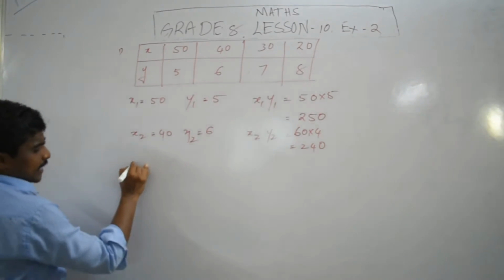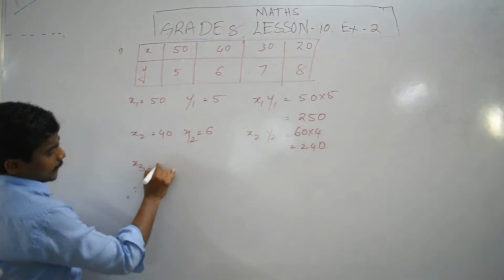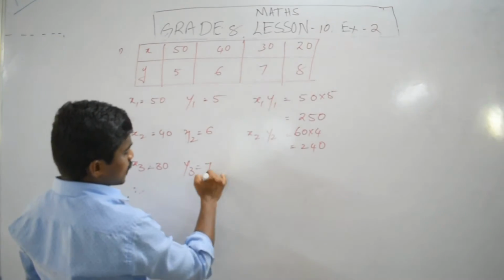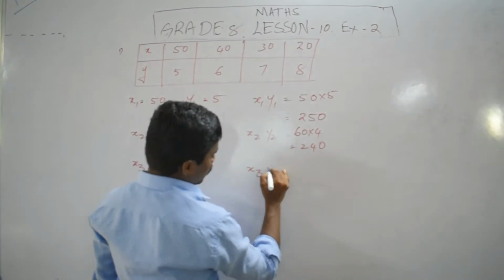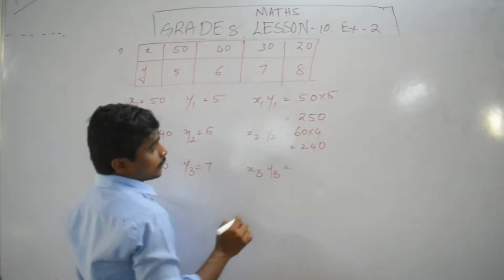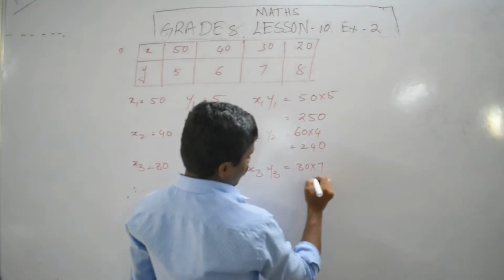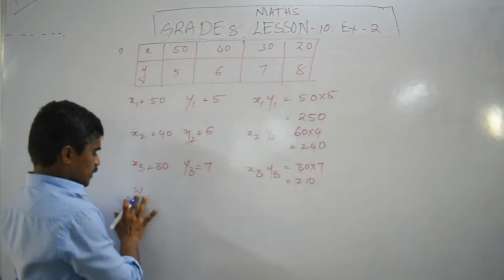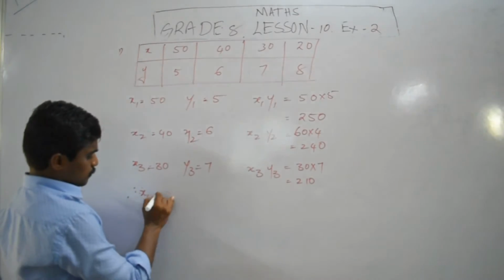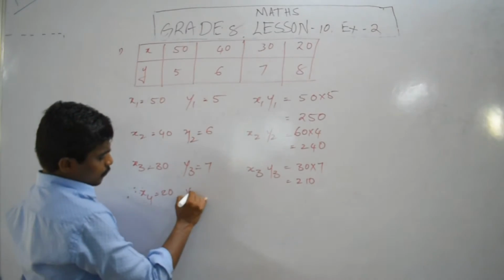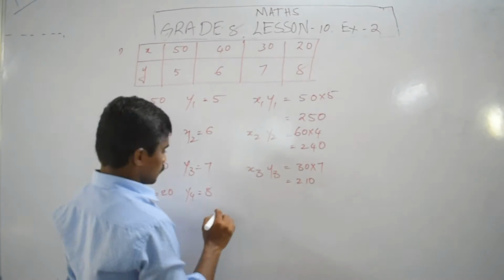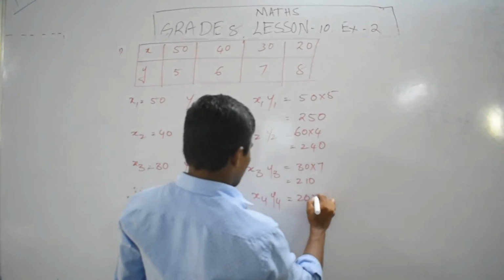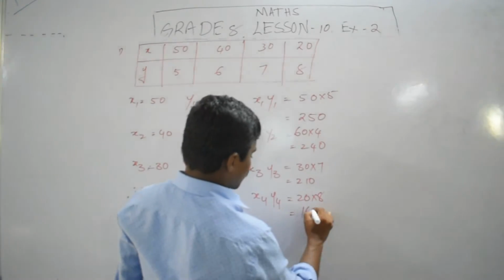Next one, x3 is 30, y3 is 7. So x3 times y3, 30 times 7, 210. Then x4 is 20, y4 is 8. So x4 times y4, 20 times 8, 160.